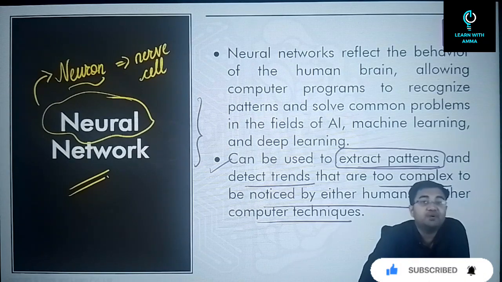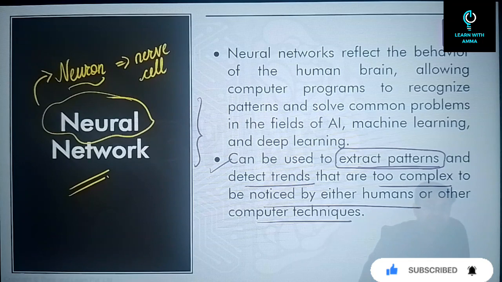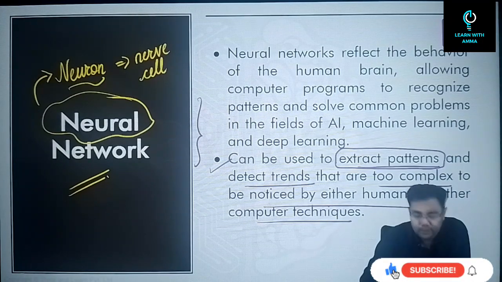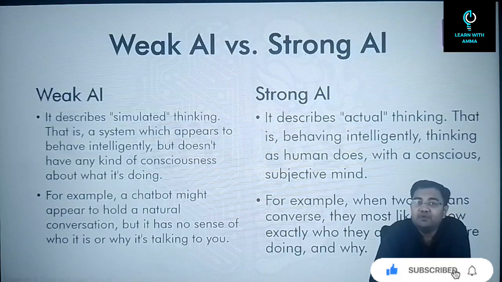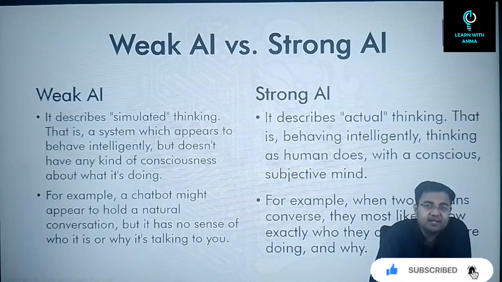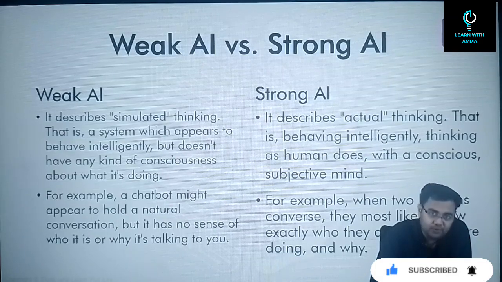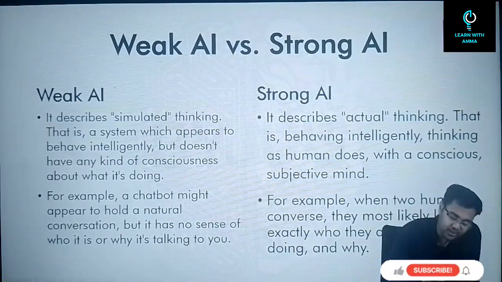So these three components are very, very important for us to understand what artificial intelligence is: machine learning, deep learning, and neural networks. Now, there are different ways in which we define artificial intelligence. There are classifications that we make. Let's try to understand what we mean here.